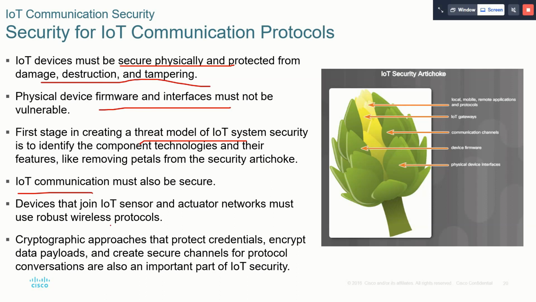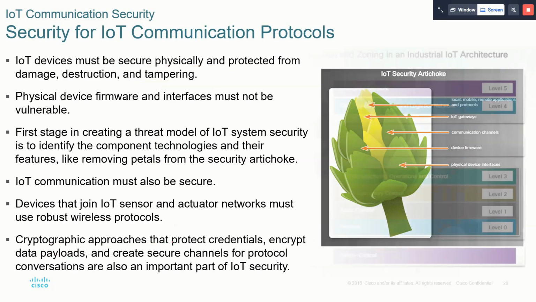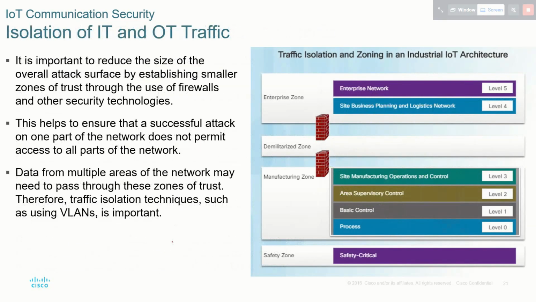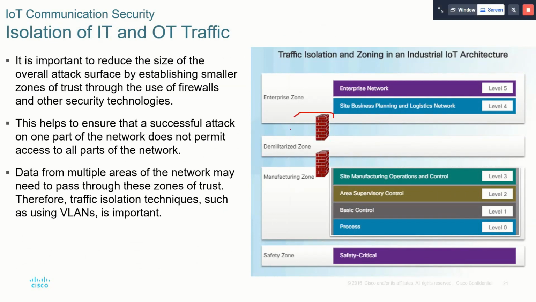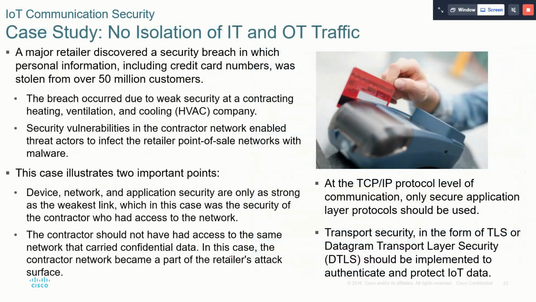Devices that join the system must have a robust system at the end of the day. The thing cannot be easily jammed. And of course you must have encryption. The other thing is, remember the Purdue model, this is the Purdue model, right? So you need to have some form of firewall for zoning at the end of the day.